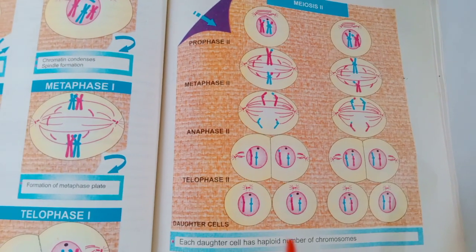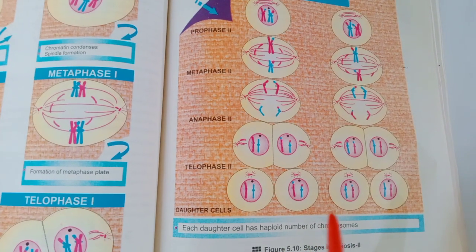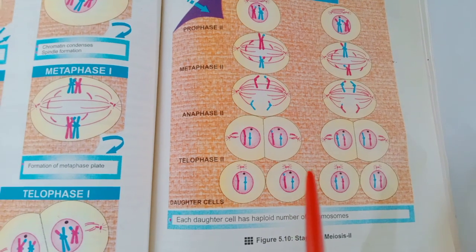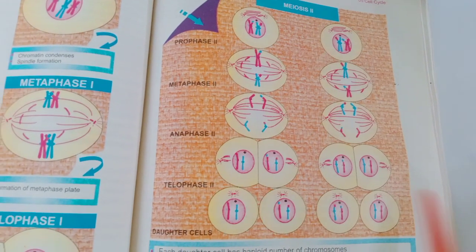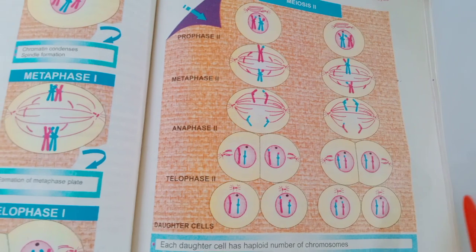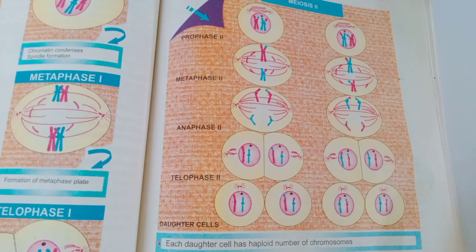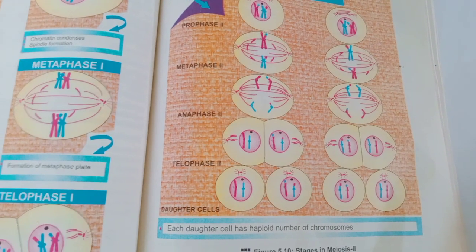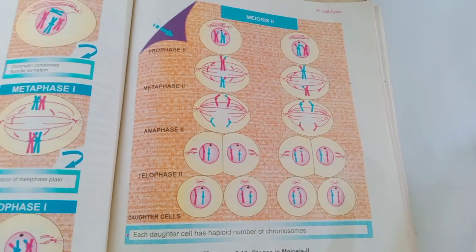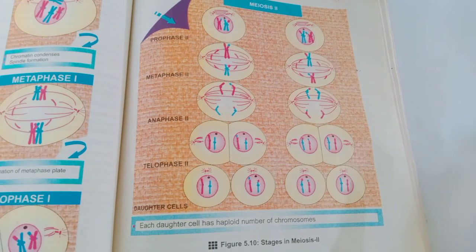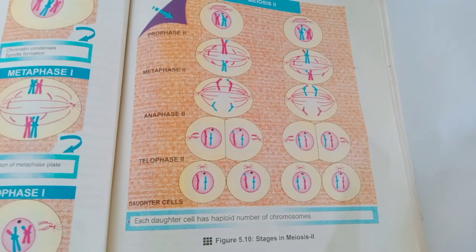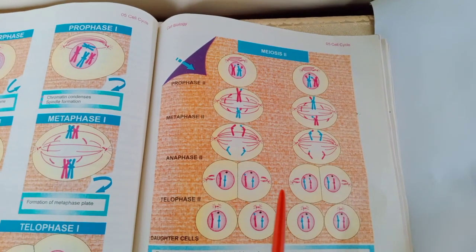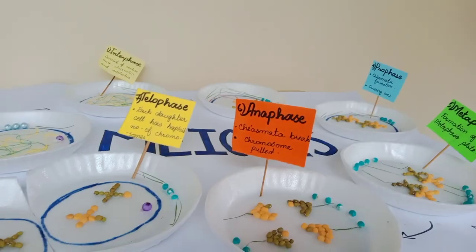Telophase 2 is marked by the uncoiling of chromosomes into chromatin. Nuclear envelopes reform, and cleavage or cell wall formation eventually produces the daughter cells, each with a haploid set of chromosomes. So that was all about meiosis 2.